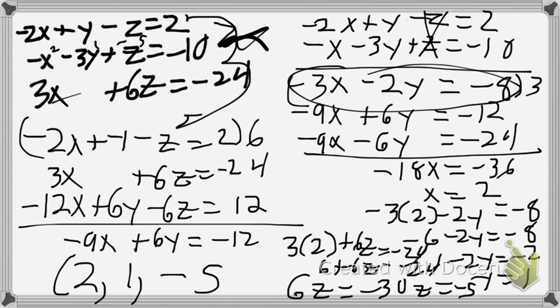I could have done it on the top one too. So negative 2 times 2 is negative 4, plus 1 is negative 3, minus a negative 5, so negative 3 plus 5 is 2. So that checks as well. Okay? So we know we did it right.